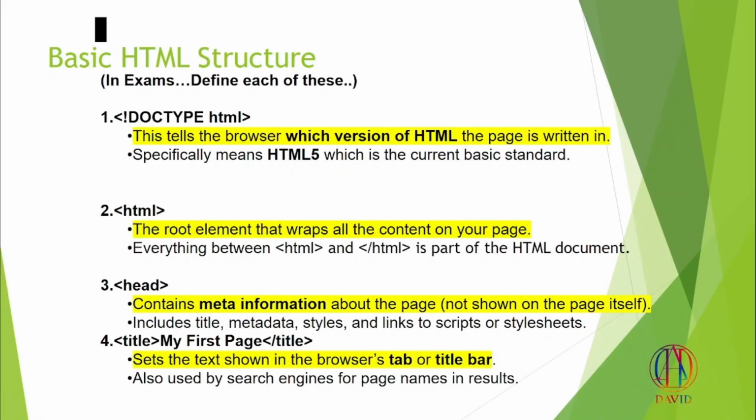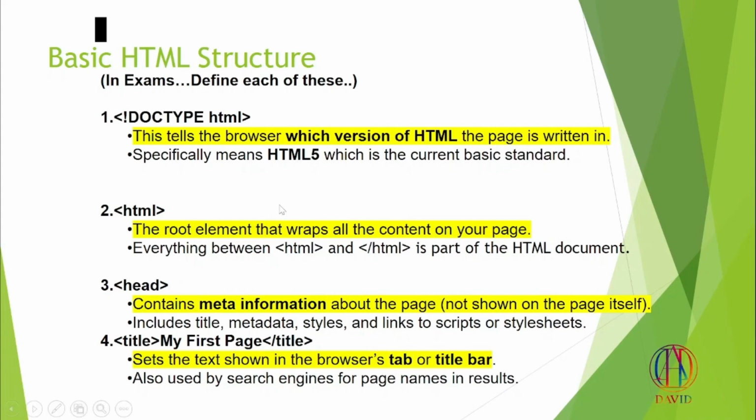Now, let's get into the basic HTML structure. For exam purposes, you may be asked to define each one of these. The doctype HTML, this is the declaration that tells the browser which version of HTML the page is written in. Specifically, it means HTML5, which is the current basic standard version of HTML document. We have the HTML tag. It is the root element that wraps all the content on your page. Everything within the HTML element is part of the HTML document. And let the word element not bother you. We'll get into knowing what an element is.